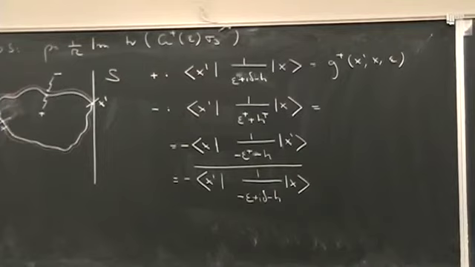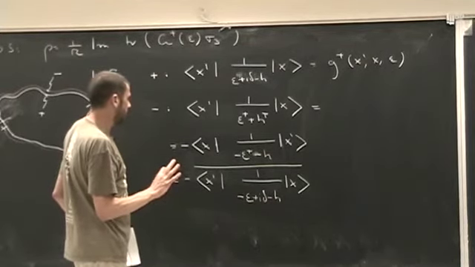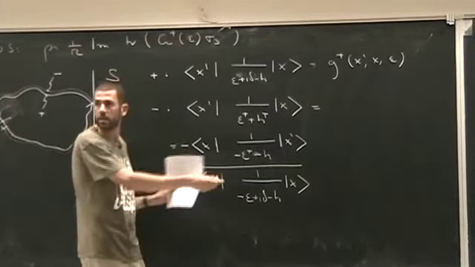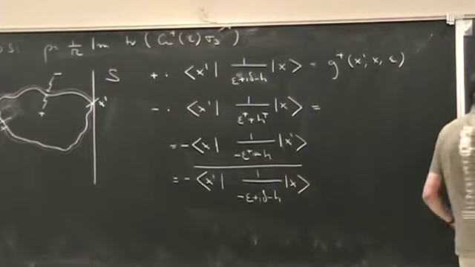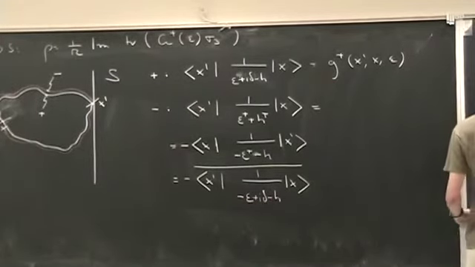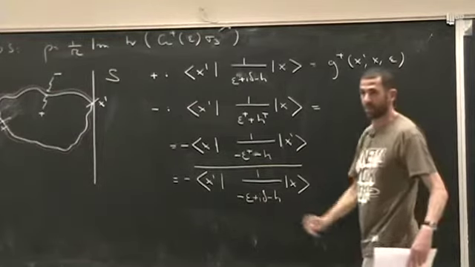Is the x prime and x switched in your last expression? It's okay, isn't it? I just use that matrix element. If you have x, operator, x prime equals x prime, x, and everything here is Hermitian except for this edit.